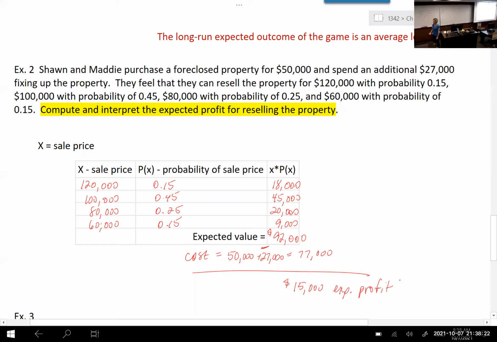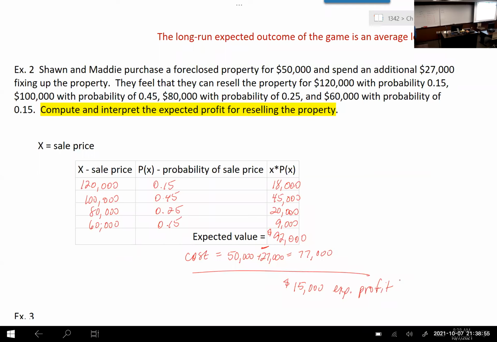They would expect approximately $15,000 for their profit. Now, we have to know what they can sell it for, right? Because their costs in this particular case weren't changing. Well, we're talking about the model, it came from the sale price. That was the part that was changing. Okay? We understand where those numbers came from?